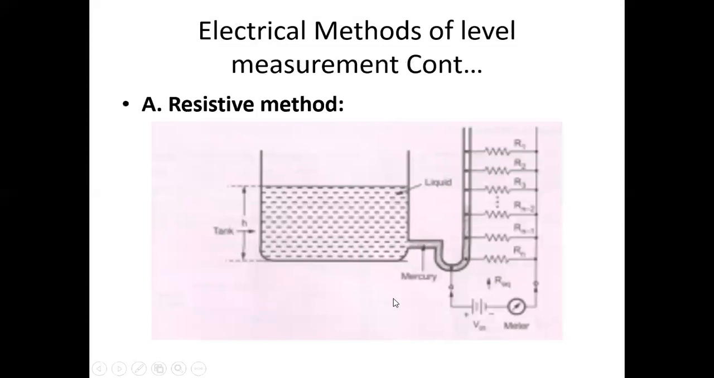This is the resistive method connection. This is a tank. This is a mercury column, this is a supply, then these are your resistances, and this is a meter. This meter measures the current flowing in the circuit. As the current increases, the resistance value decreases, and as the resistance increases, the liquid level of the tank decreases.